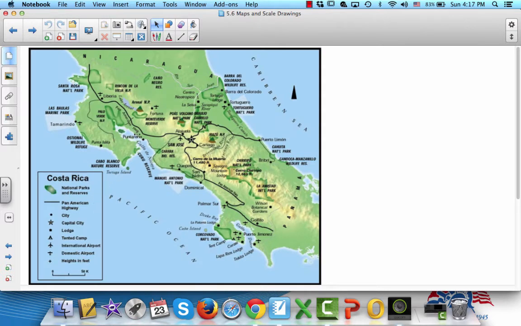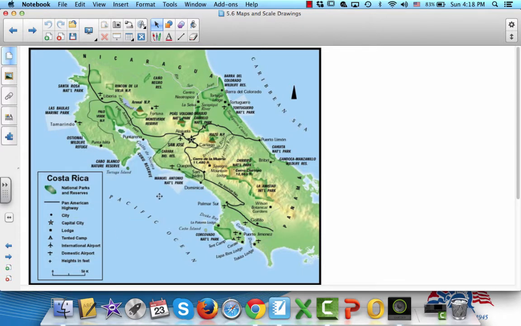This map is a little bit different. It has a legend that goes with it. Now, a legend is something that tells you what little icons represent. This icon represents national parks and reserves. This is the Pan American Highway. The star represents the capital city of San Jose right here. And then down at the bottom, it has a scale. On this map, 50 kilometers is this distance on the map.